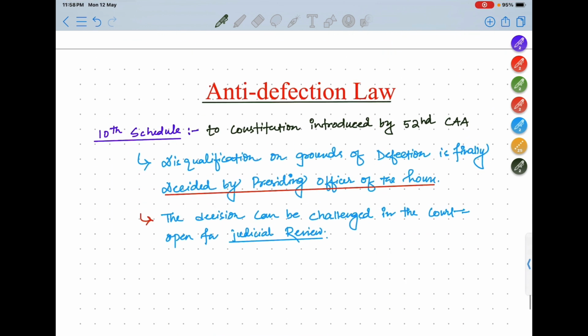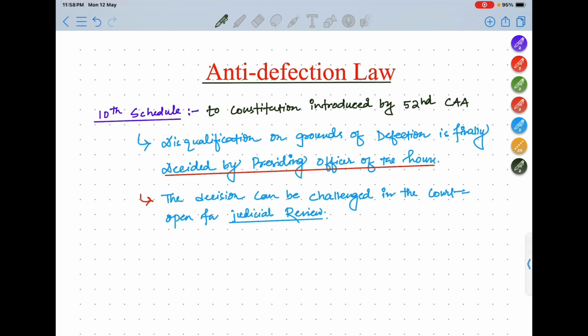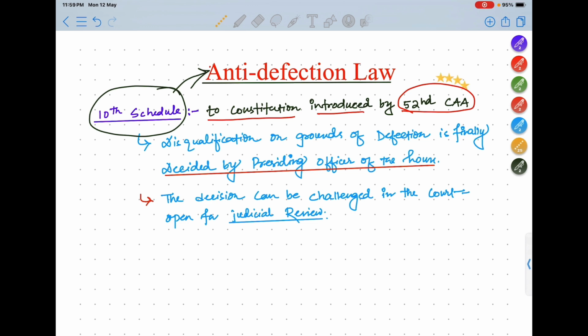Next is the anti-defection law. This is important. The 10th Schedule deals with anti-defection in our Constitution. What does the 10th Schedule say? The 10th Schedule to the Constitution was introduced by the 52nd Constitutional Amendment Act. This is an important one. The 10th Schedule, that is the anti-defection law, was introduced in the Constitution by which amendment act? That is the 52nd.